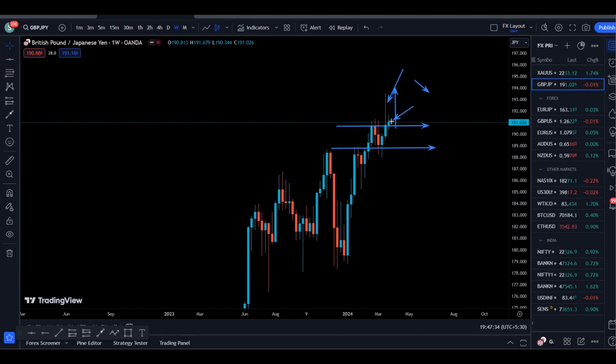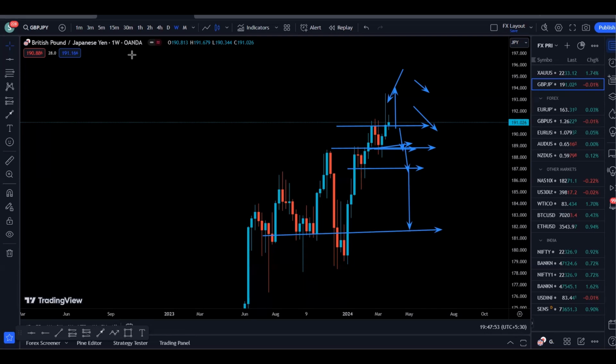But at the same time, if we broke the low of this small bullish candle, in that situation the price is going to go to the next support, which is right here. And if we break this support, we are going to go to the next support, which is right here. And a break of that support will bring the price to the next support, which is right here. So that is something I see on the weekly time frame.